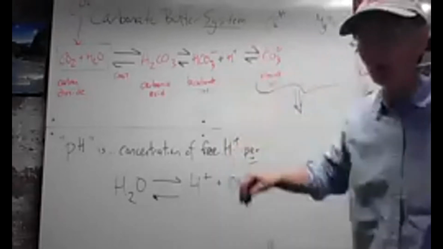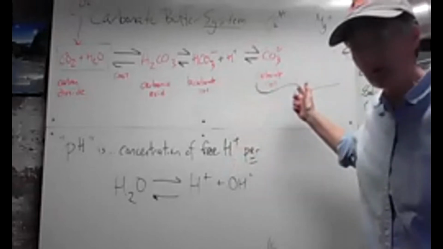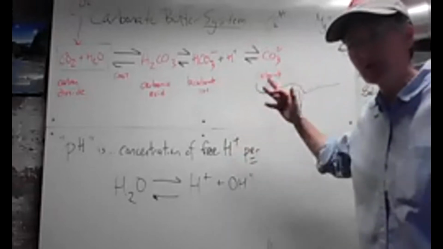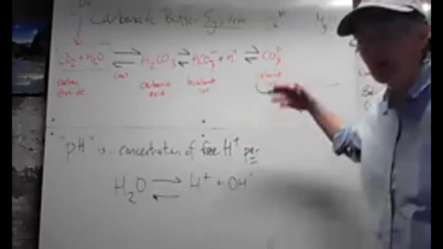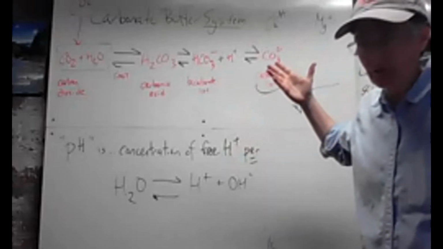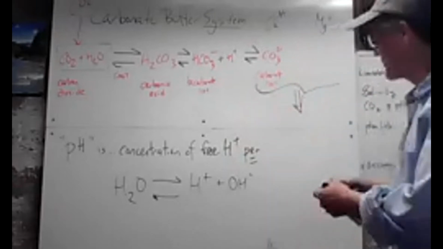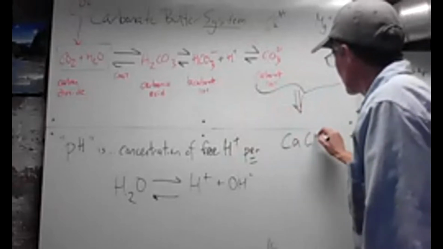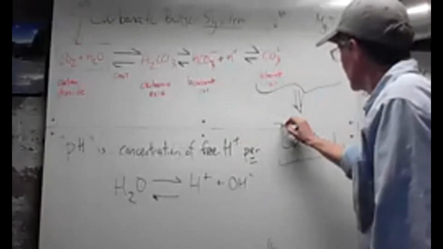If you pull the protons out of the water when it's at a very high pH, and then suddenly you remove all the protons, making it a very high pH. I'm sure that's a clear explanation. Anyways, what you're going to get is precipitation of calcium carbonate.